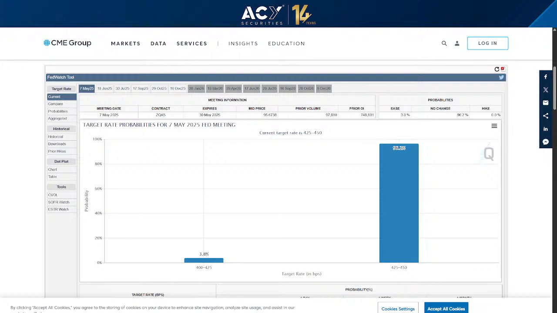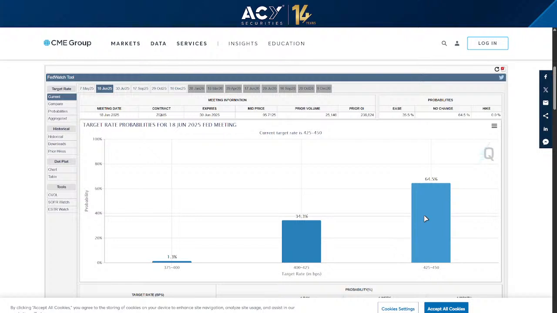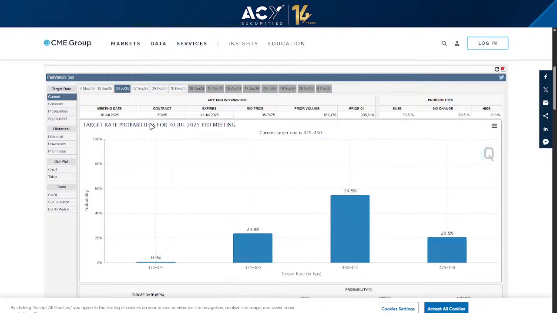But let's see what the expected rate decision is in June, next month. The pause is still on the table with 64.5%, and a rate cut is still not seen on the horizon in the coming month. But let's look at July. In July, the numbers are actually bumping up for a rate cut of 25 basis points.